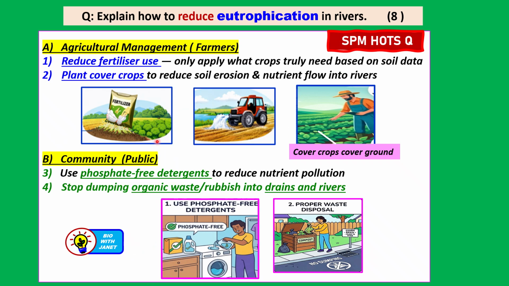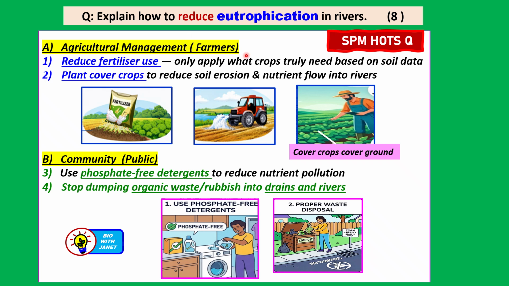So to end, here's a new question on how to reduce eutrophication in rivers. That means the solutions, right? This can come out as an SPM HOTS question, and no answer is given for this in the textbook. All right, so let's suggest some ways to reduce eutrophication in rivers.